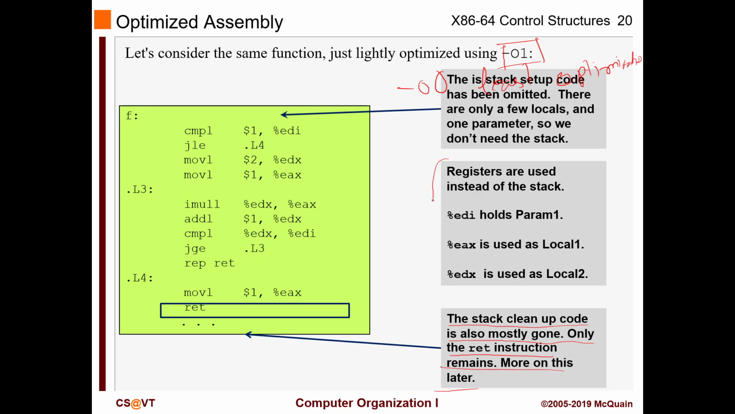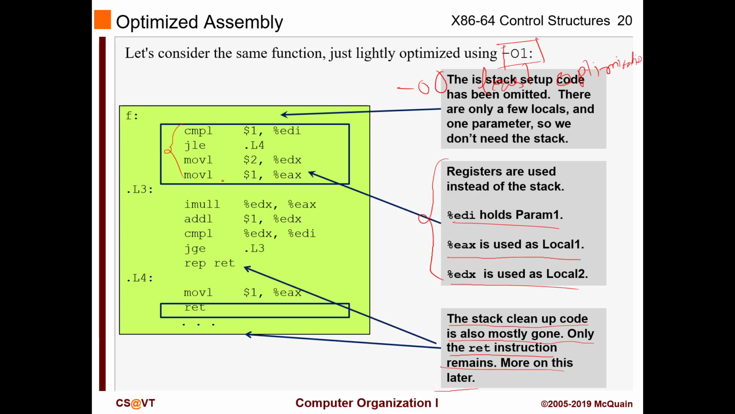Okay, so this is what is happening. EDI is holding on to param 1, EAX is holding on to local 1, EDX is holding on to local 2. Okay, the comparison is same as before. This is the body of the while loop, was it? Oh no, this is the normal one, the first initialization. So this was x and y, I think. Oh, sorry, local 2, local 1.